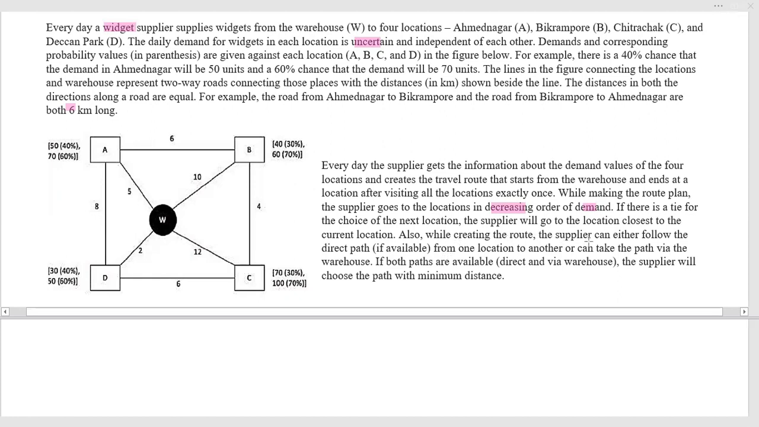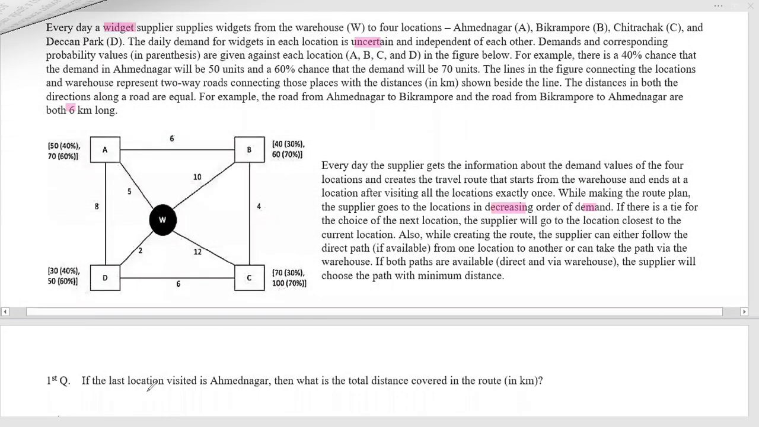While creating this route, the supplier can either follow the direct path from one location to another or can take the path via the warehouse. If both paths are available, direct and via the warehouse, the supplier will choose the path of minimum distance. This is the possibility that has been given. And on this basis, we will start solving our problem.